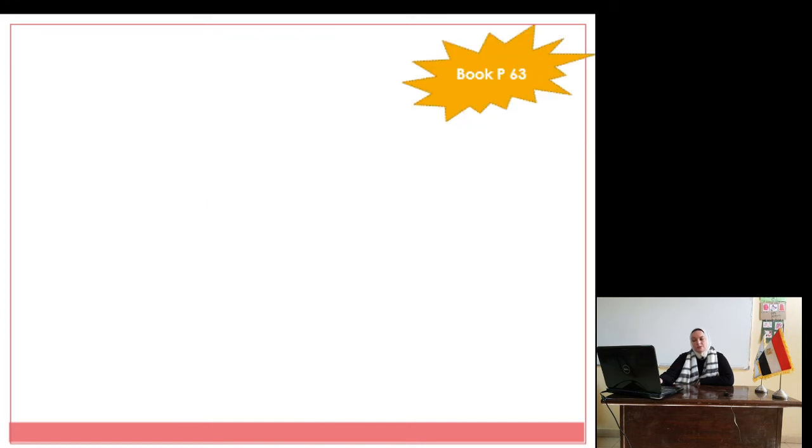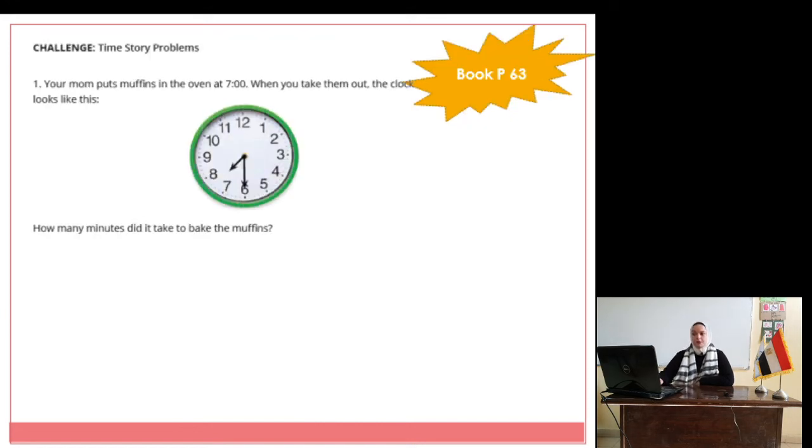Okay, now in the next page, book page 63, here we have a challenge. Number 1, your mom puts muffins in the oven at 7. When you take them out, the clock looks like 7:30. Okay, how many minutes did it take to bake the muffins? 7 means the long arm is on 12, and here in the picture the arm moves from 12 to 6.